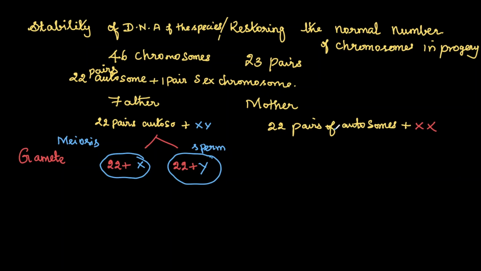From the mother, 22 pairs of autosomes. So the gametes receive 22 autosomes plus X, only an X chromosome. And one more gamete also has 22 plus X chromosomes. Both the gametes are similar.